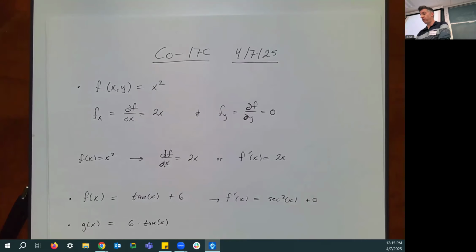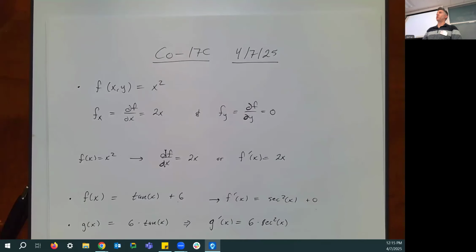I would say the derivative here, let's write the derivative, g prime of x. The 6 hangs out, and the derivative of tangent is still secant squared. So constants on their own, their derivative is 0. Constant multiples of functions of your variable hang out.